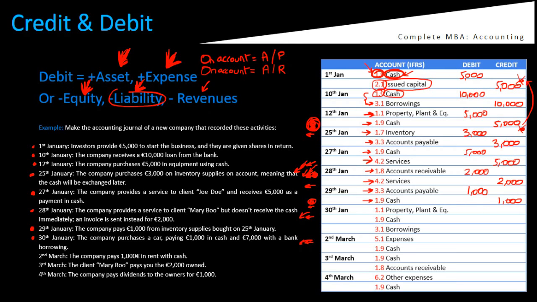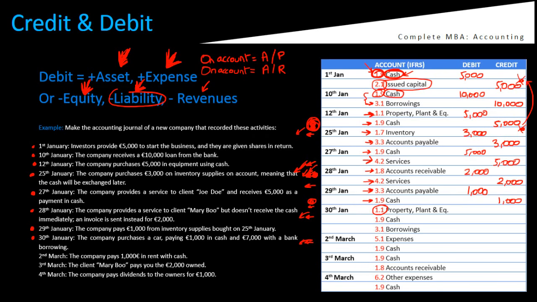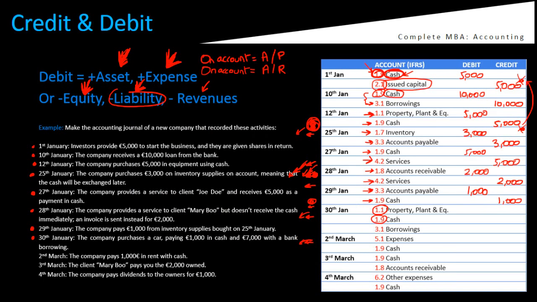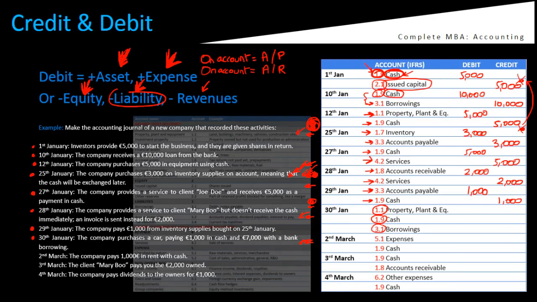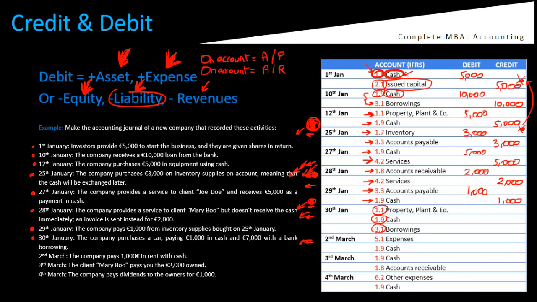First, we identify the accounts. The account is 1.1 for property, plant and equipment. You write that here. The next one is cash, because we have cash involved, so you put cash 1.9. And the third one is borrowings from a bank, so you put 3.1 that we used before, and that comes from liabilities. Let me find that, it is here. So now that we know which accounts are involved, let's see how much each one is.